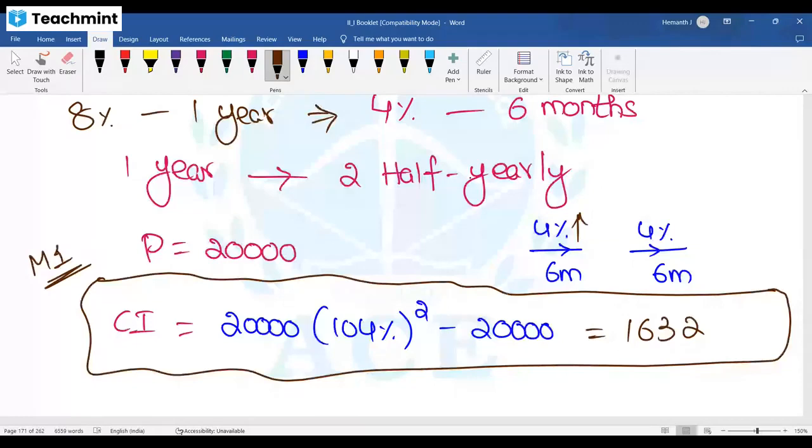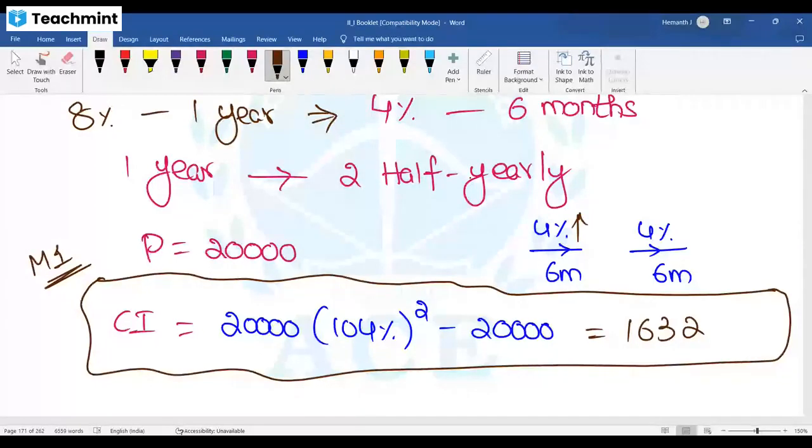If it is compound quarterly, what should you do? Quarterly means 3 months, right? For 3 months, what is the rate of interest? Same question: can anyone say, if it is quarterly, what is the modification I need to do? 2% for 3 months. Excellent. 1 or 2%?